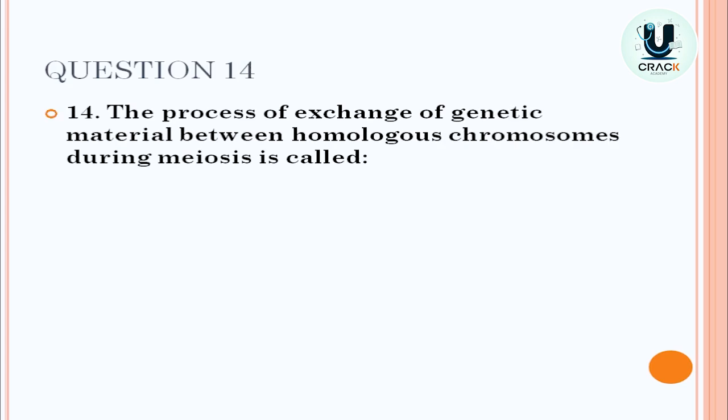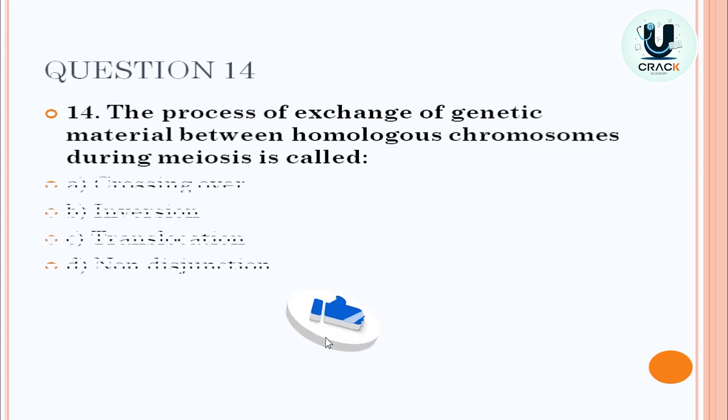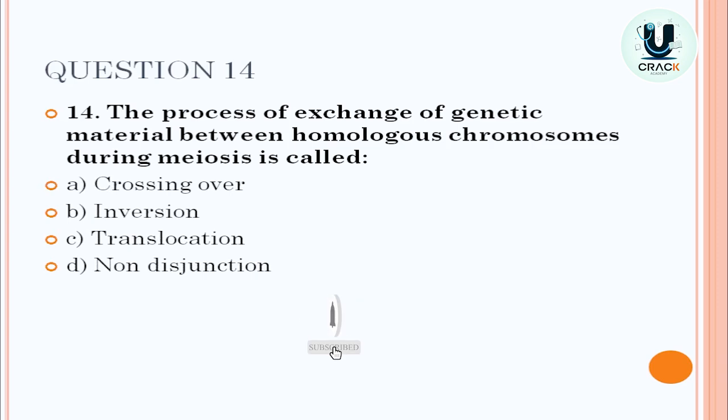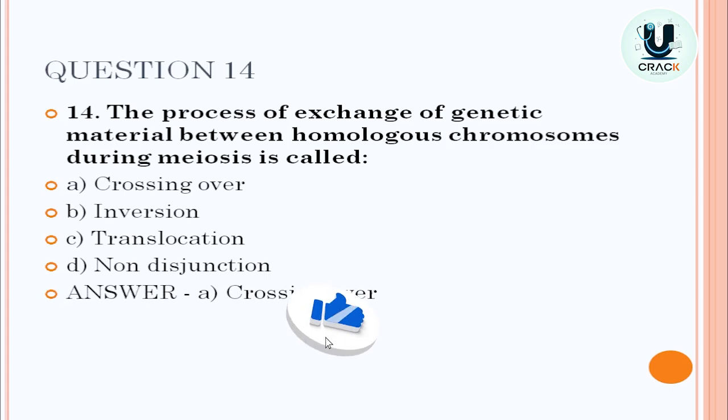Question number 14. The process of exchange of genetic material between homologous chromosomes during meiosis is called A. Crossing over, B. Inversion, C. Translocation, D. Non-disjunction. Answer A, crossing over.